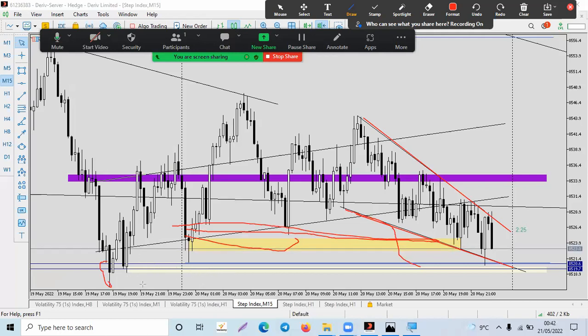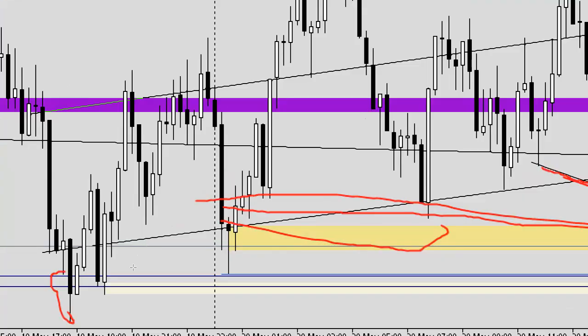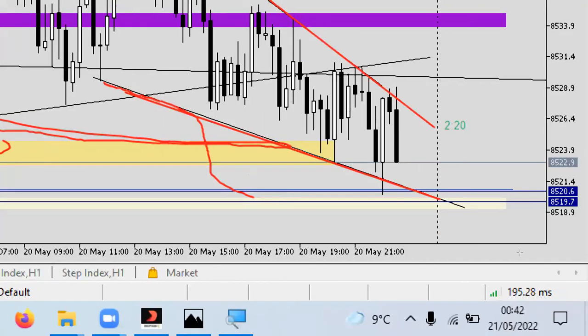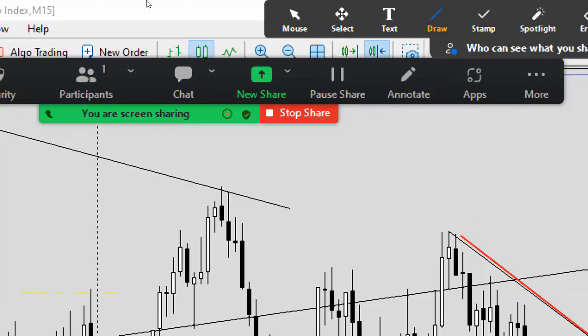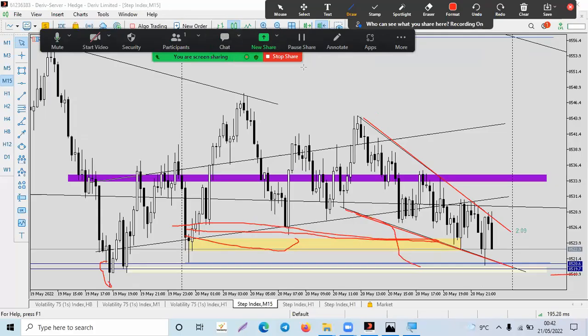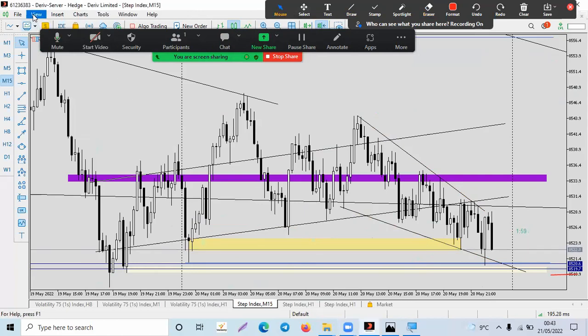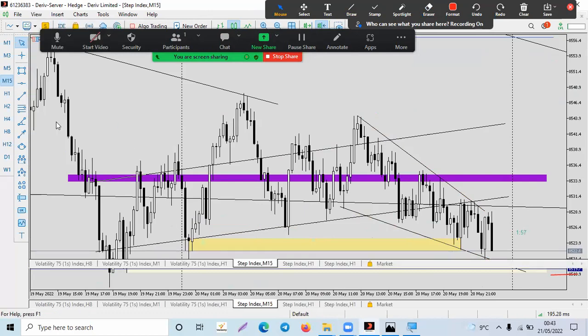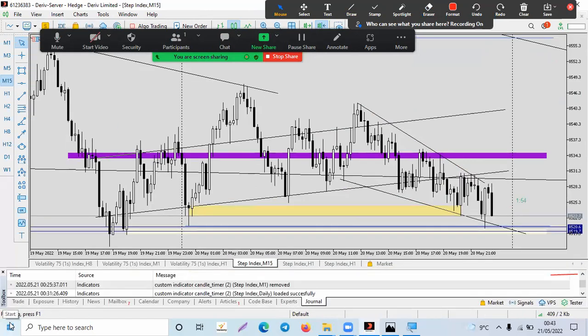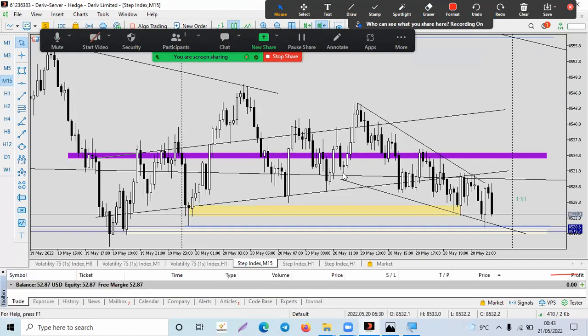This is nothing. I'm gonna take my entry exactly on 85.19.7. That's where I'm gonna take my entries. So let's wait. I'm gonna trade this stuff. Let's wait for Step.